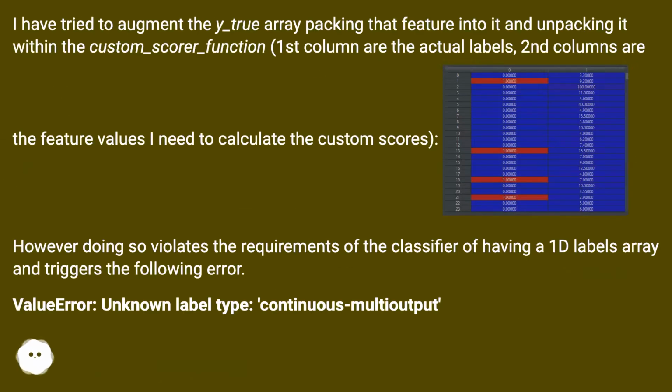I have tried to augment the y_true array, packing that feature into it and unpacking it within the custom_scorer function. First column are the actual labels, second column are the feature values I need to calculate the custom scores. However, doing so violates the requirement of the classifier of having a 1D labels array and triggers the following error: ValueError, unknown label type, continuous multi-output. Any help is much appreciated. Thank you.